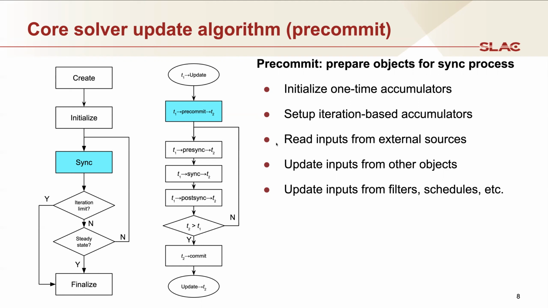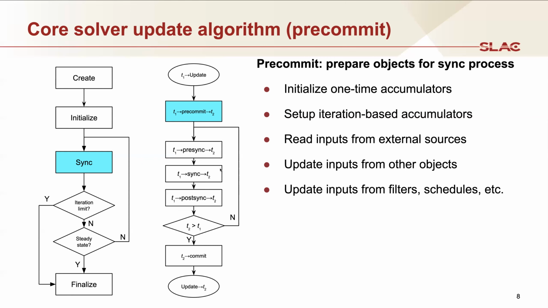We also read any inputs from external sources, things that you would want to do only once per time step, and then you would never do again. You would not need to read, for example, the inputs during the innermost sync loops, but you need to get those inputs in so that the values are up to date with the current timestamp. Any inputs that you need to update from other objects, you would also read at that point in time, unless they're part of the main synchronization loop. And of course, any updates to filters, schedules, and so on are also completed during this phase.